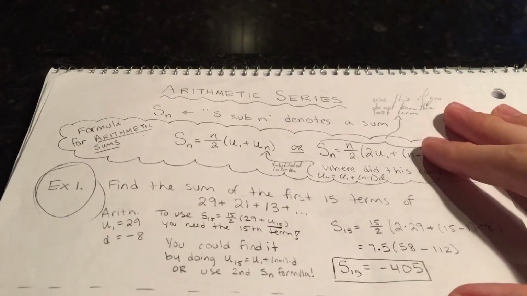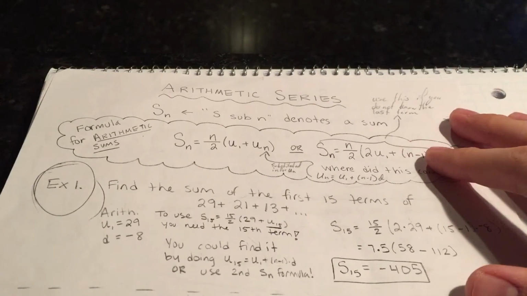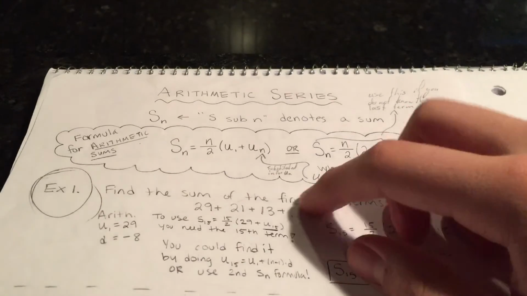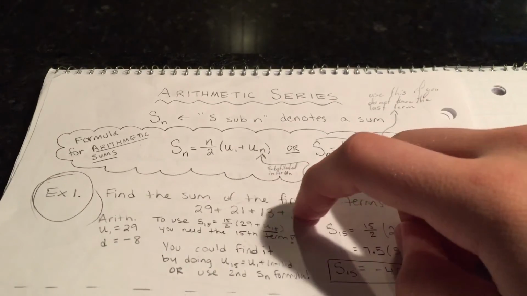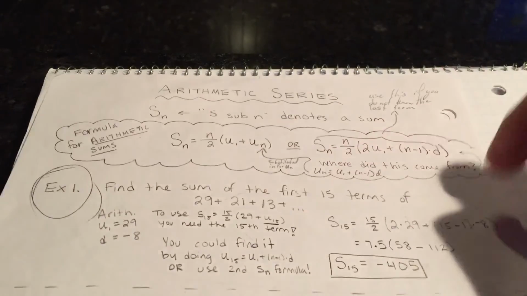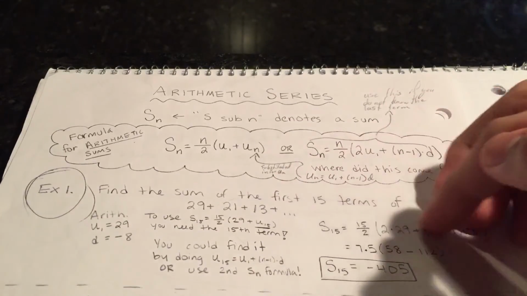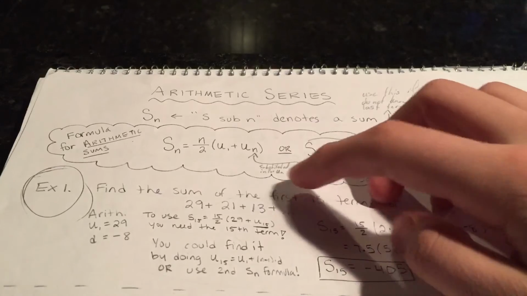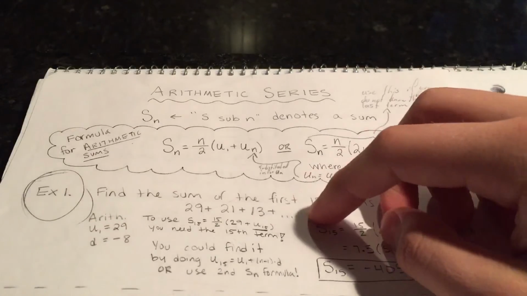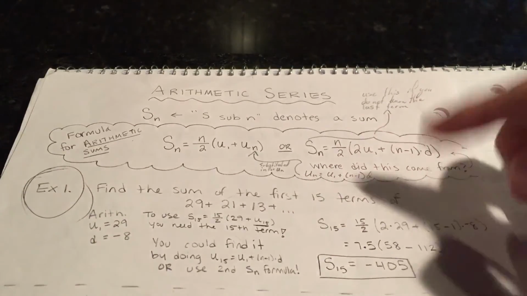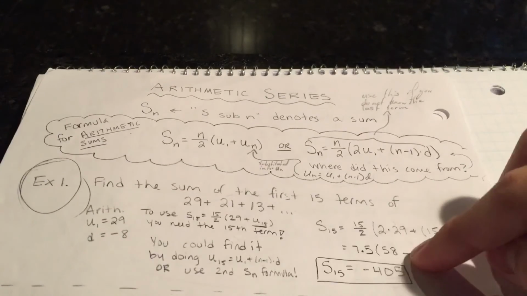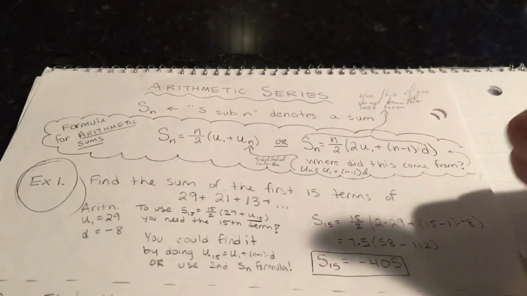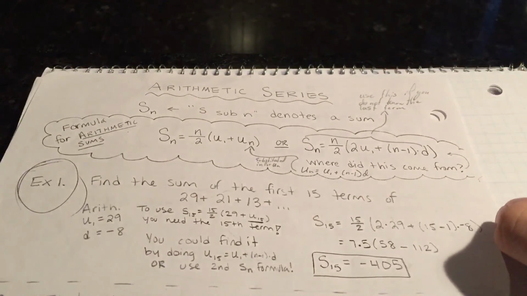It's always good to think about the problem and make sure it makes sense. And it does, because each time they subtract 8, so it's going to keep going down into the negatives, and it will go to negative 405. So that makes sense. So we're good. All right, thank you.